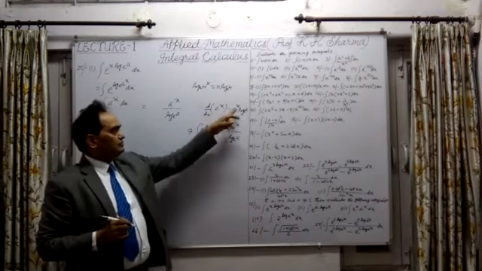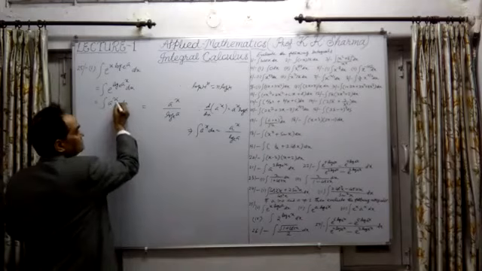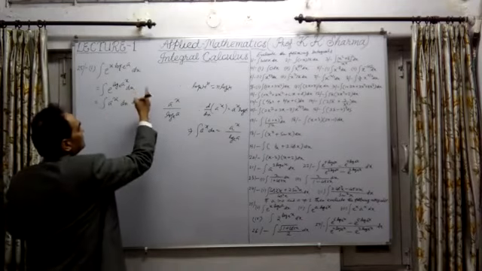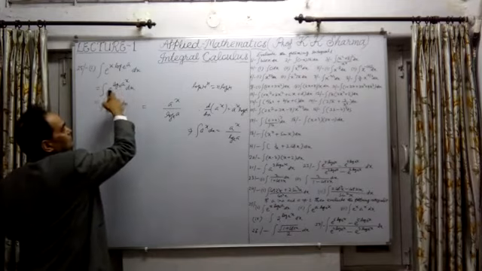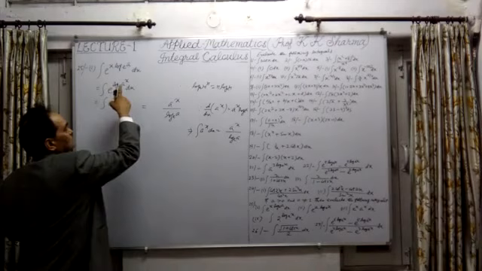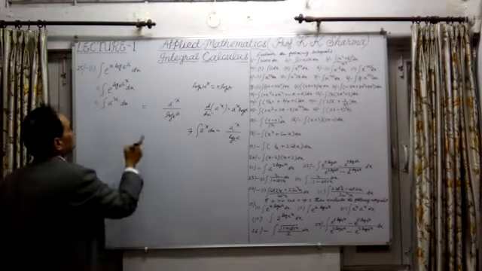So a raised to the power x dx is equal to this. And since e raised to log e cancels out and is 1, that means a raised to the power x here. So this is the answer of the first part.